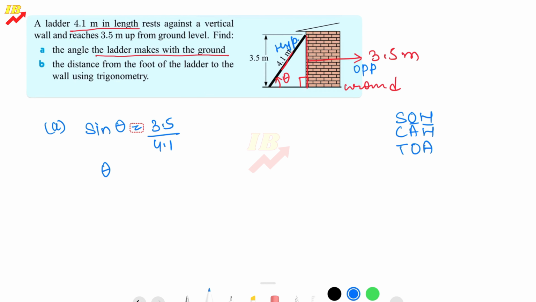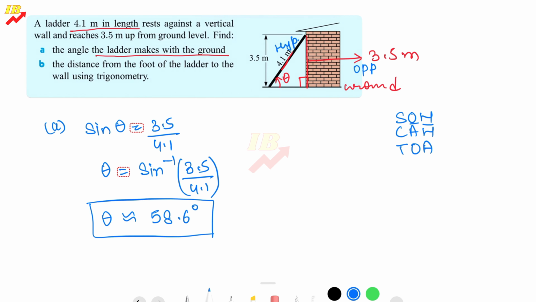Now we have to shift my sine to the right side. So I told you what we exactly do in this. We'll take sine inverse of 3.5 over 4.1. You can directly substitute this in your calculator, which will give you some approximate solution. And I told you the approximation should be written like this: 58.6 degrees. That's your theta angle.